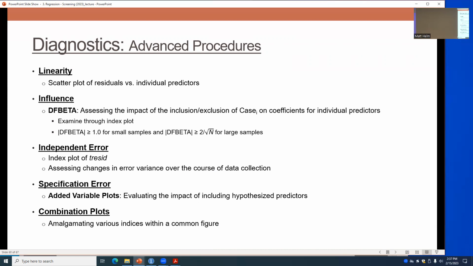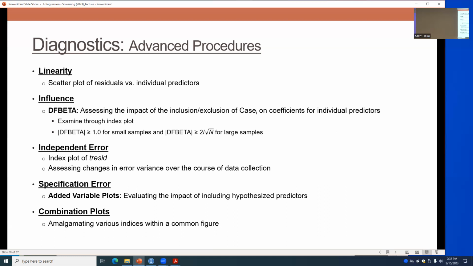Other measures of influence, okay. DFBeta is a metric used to look at the impact of the inclusion or exclusion of a given case on the coefficients for individual predictors. So before, when we were doing Cook's D, it was the impact on sort of everything. DFBeta is looking at the impact of inclusion or exclusion on individual predictors, right? So it's a little bit more in depth.